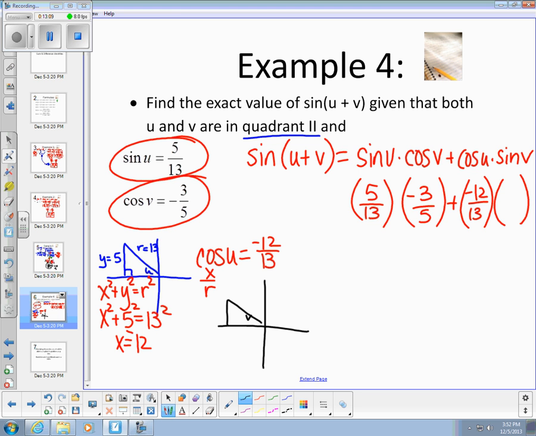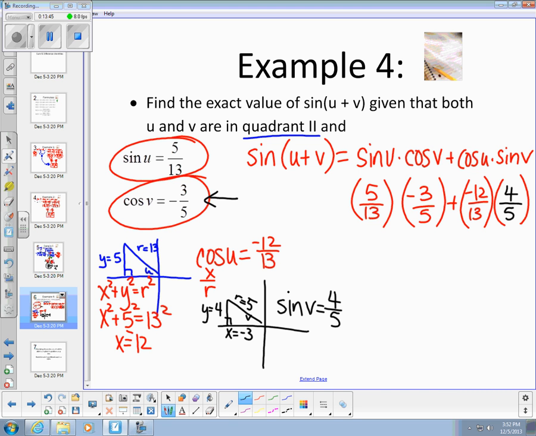still in second quadrant. And this time I know that the cosine is -3/5. That tells me that my x is -3, my r is 5, and if you know your Pythagorean triples, then you know that y has to equal 4. And since I'm in quadrant 2, my y values are positive. So the sine of v would be y over r, or 4/5. And I can substitute that into my formula now.